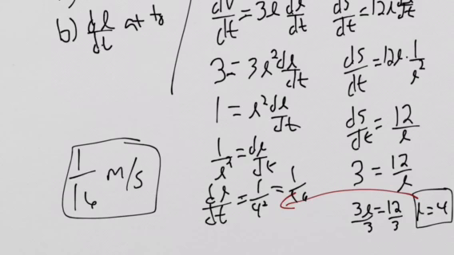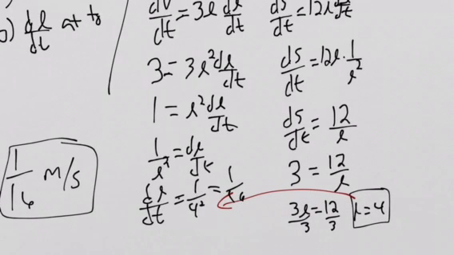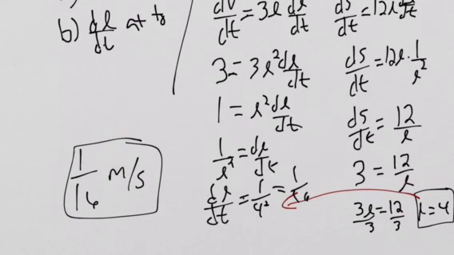So at the moment when the rate of change of the volume and the rate of change of the surface area are both equal to 3, at that moment the length of the cube's sides are 4, and then the rate of change of those sides are 1 over 16 meters per second.